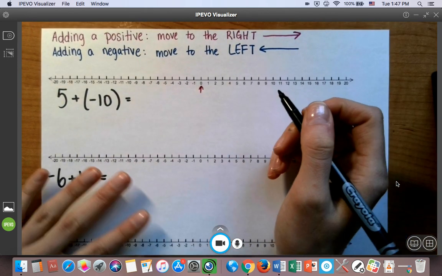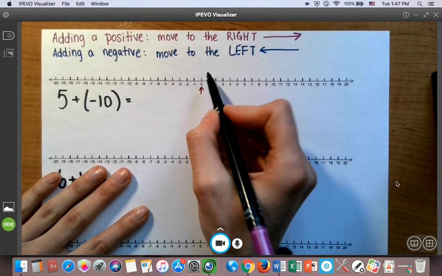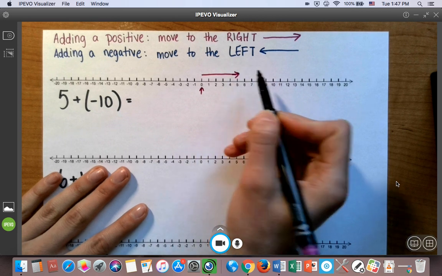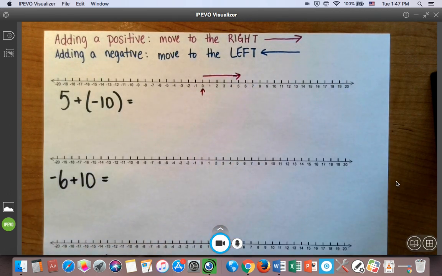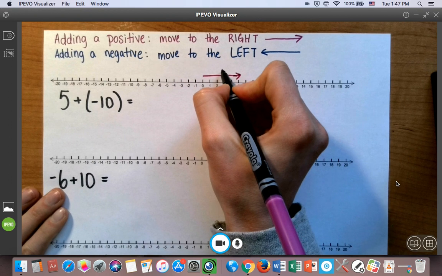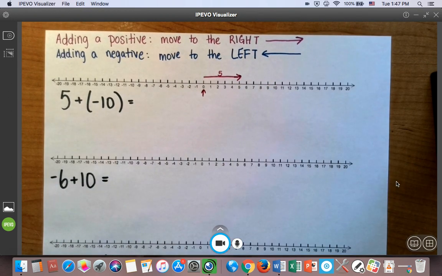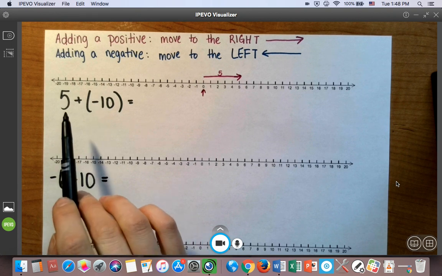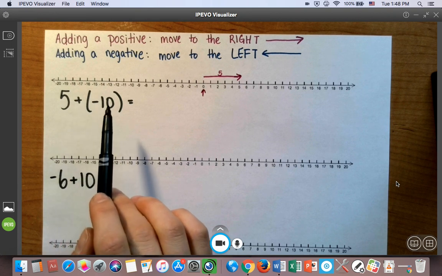So the first thing I'm going to do is at my starting point, 0, I'm going to draw an arrow to positive 5. And to help myself remember, I'm going to make a little note that that is 5 long, because sometimes some of these arrows I'm going to draw are going to be overlapping, and I just want to make sure I keep track of all of my numbers. So now when I look at the problem, I drew my arrow to 5. Now I'm adding a negative 10.